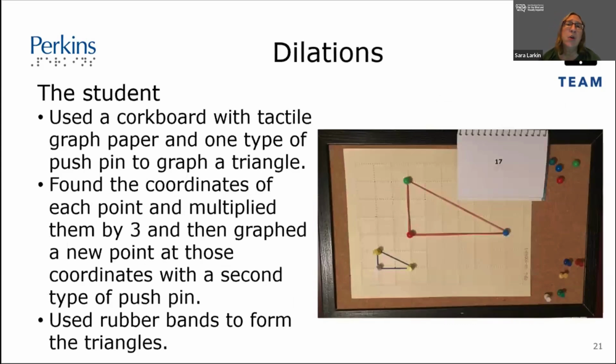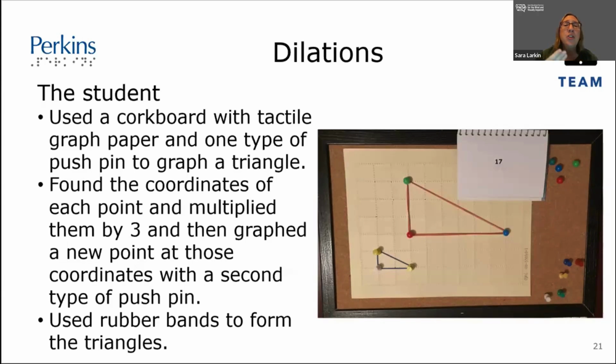Dilation. So dilation is going to change the size. It's going to make it bigger or smaller at the same rate. So in this particular example, we have a cork board with some tactile graph paper on it. We could use the graphic aid for mathematics the same way. And there's a triangle that's produced with 3 push pins and a rubber band.